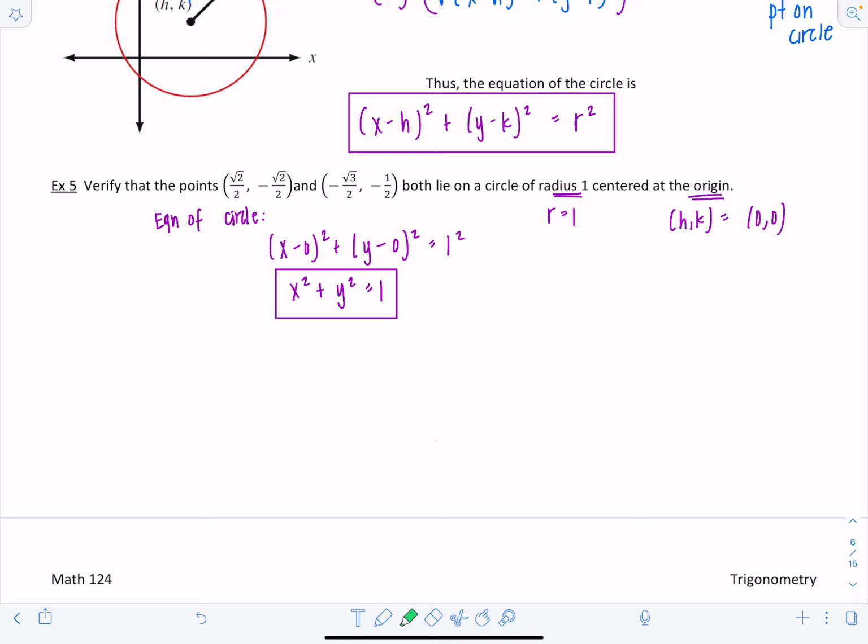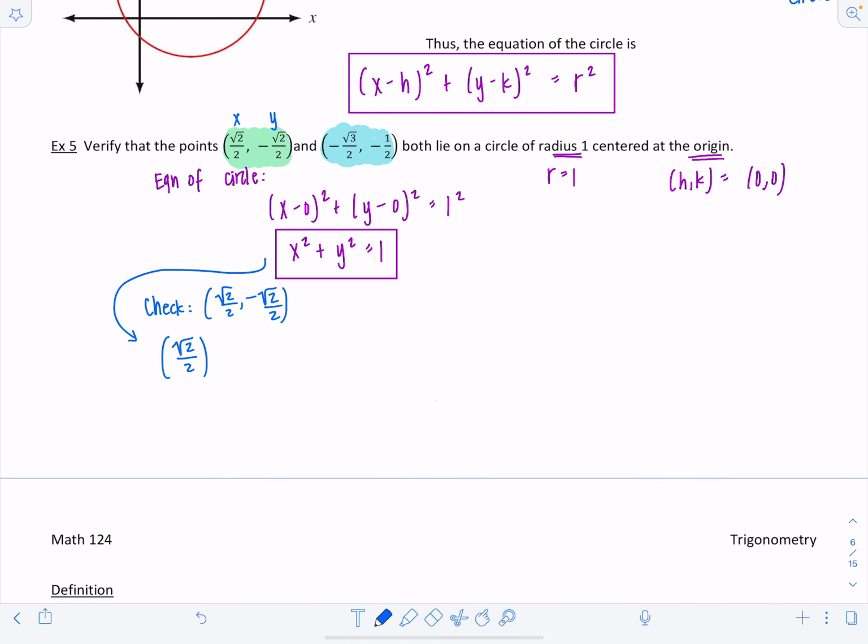Now what I need to do is check that this point and this point lie on the circle. Well, what does it mean for a point to lie on the circle? That means it must satisfy the equation of that circle. So what I'm going to do is plug in root 2 over 2 for x and negative root 2 over 2 for y. Confirm that I get a true statement, that it satisfies the equation, and then that will tell me that point lies on the circle. So I'll just start with that first point. Let's check root 2 over 2 and negative root 2 over 2. I'm going to plug it in, x squared plus y squared equals 1.